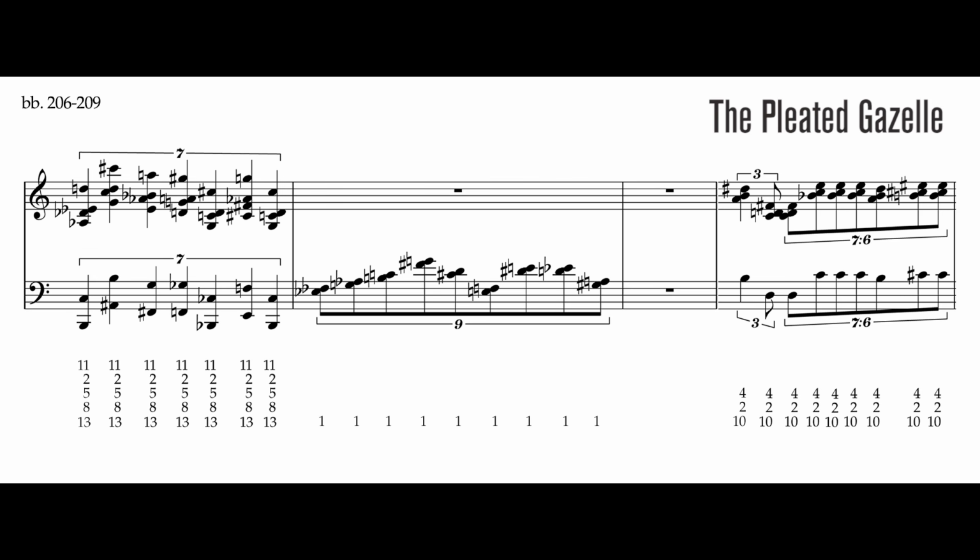The crotchet note septuplet, beginning at bar 206, contains pitch intervals 13, 8, 5, 2, 11, followed by a quaver note non-uplet where the two melodic lines are separated by pitch interval 1, and then in bar 209 pitch intervals 10, 2, 4.